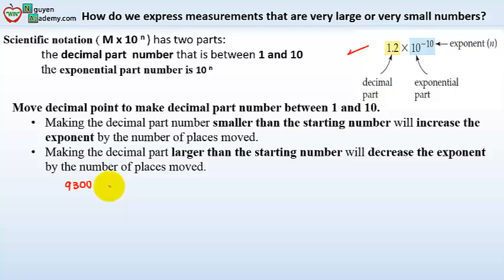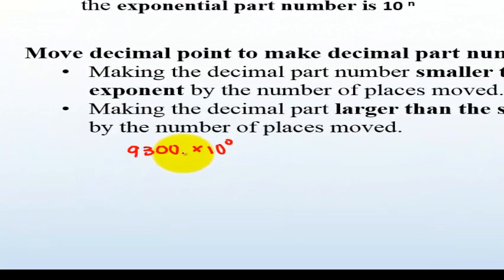And I want to rewrite it in scientific notation. First of all, it doesn't have the exponential part, so we have to assume that it is multiplied by 10 to the 0, because 10 to the 0 is equal to 1. I know the decimal point is right here. To make 9,300 between 1 and 10, we have to move the decimal this way. 1, 2, 3. Okay? So that gives us 9.300 times 10 to the 0.